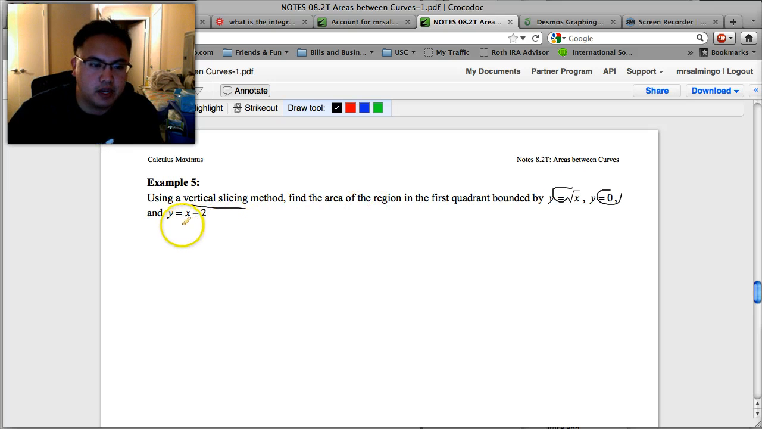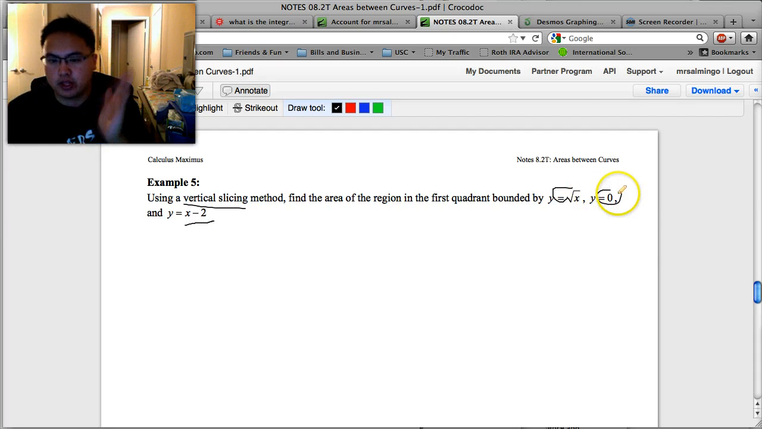And just as you can suspect, I need to put this in a graphing calculator. This y equals 0, remember every time they give you a point or just like a number, that tells you where one of the bounds is. Okay. So let me write this out.